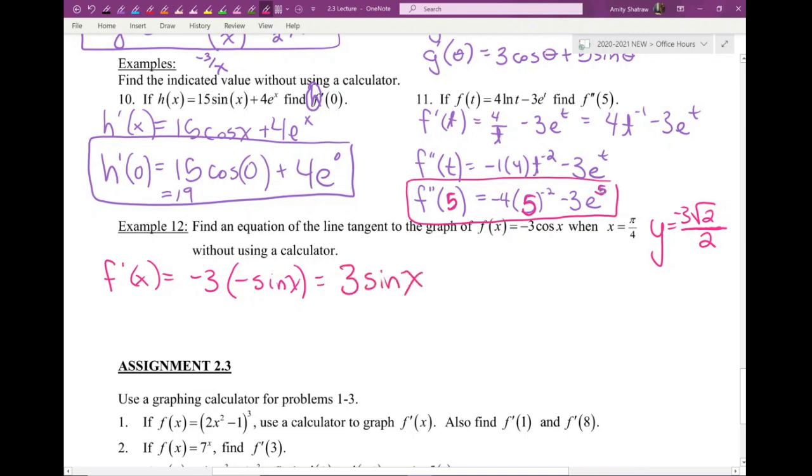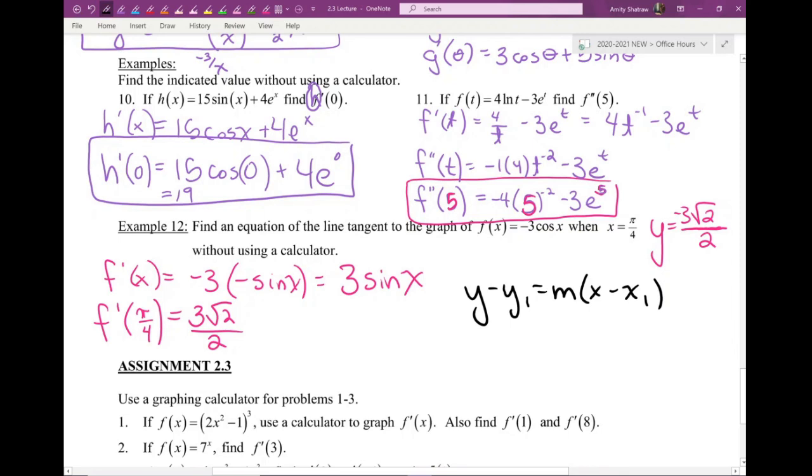And hey, I do need to evaluate this. I need to evaluate it at pi over 4. And I do have this one memorized. Sine of pi over 4 is also magically the square root of 2 over 2. So this will be a +3 times the square root of 2 over 2. And now I have everything I need to be able to fill in my equation, y minus y sub 1 equals m times x minus x sub 1. And that equation, I can use it in the following way.